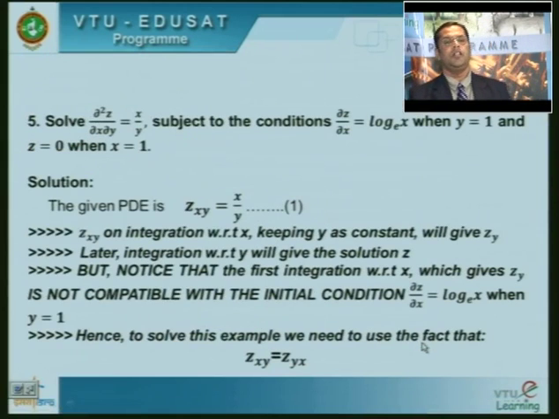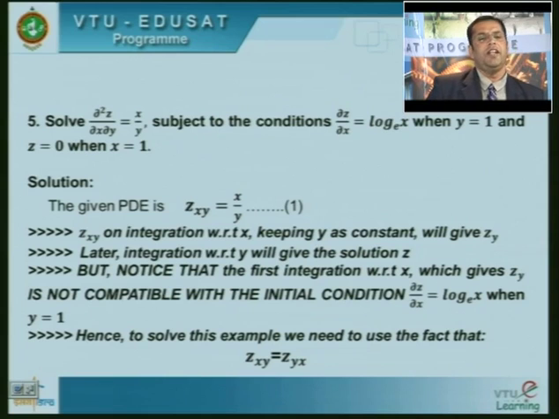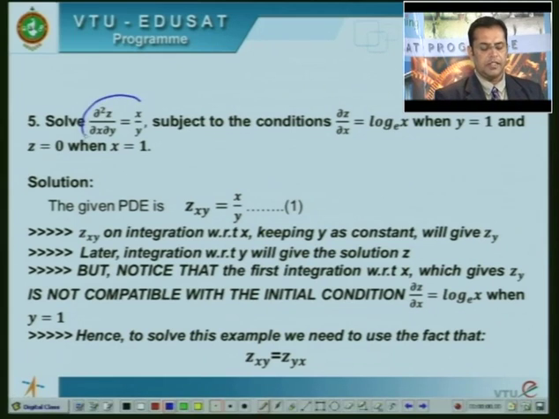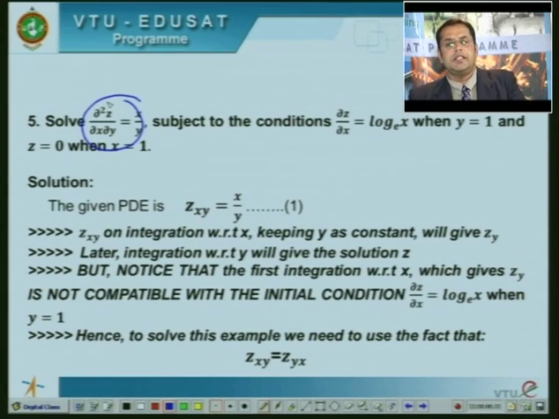Let us move on to the next example. You should notice a slight variation in this problem that we will explain as we go about solving the problem. So, solve dou square z by dou x dou y equal to x by y, subject to the conditions dou z by dou x equal to log to base e x, log to base e x and log x are one and the same, when y equal to 1, and z equal to 0 when x equal to 1.